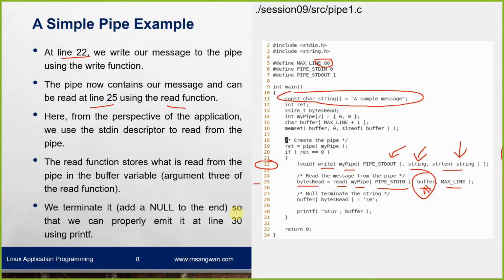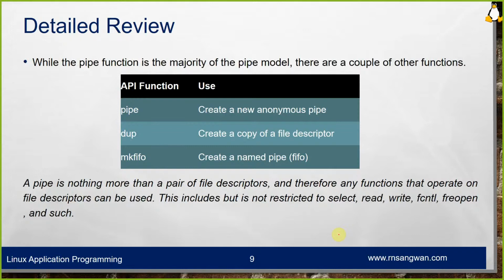We terminate it, we add a null to the end so that we can properly emit it at line number 30 using the printf function. We are terminating this buffer with null value at line number 28. This line is referring to line number 28, this message. So we are terminating it with null value, and then we are emitting or displaying the value of the buffer variable. So, a detailed view.